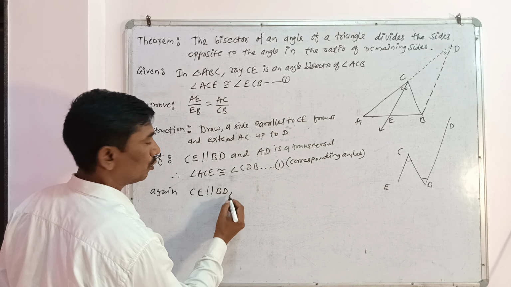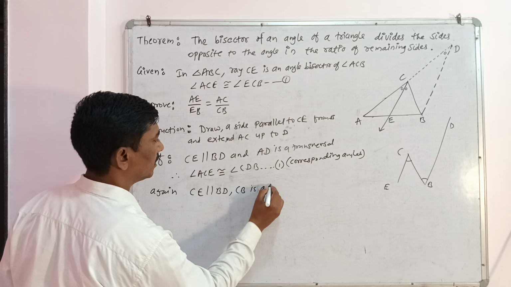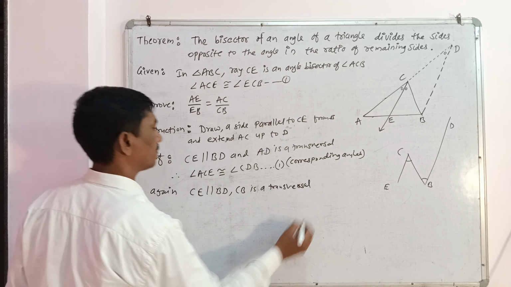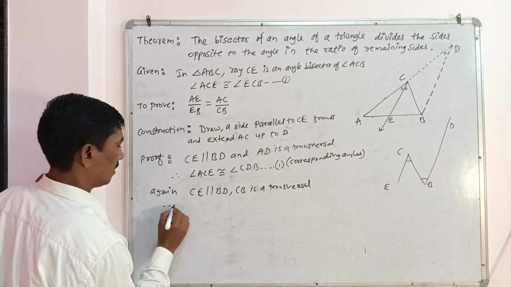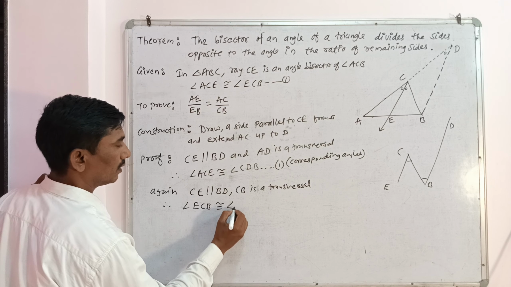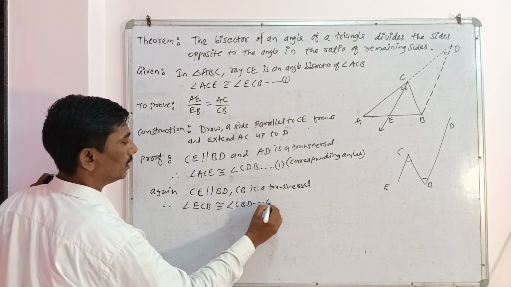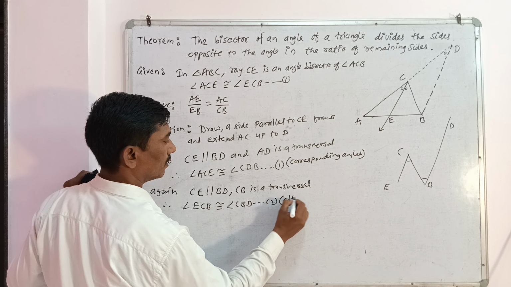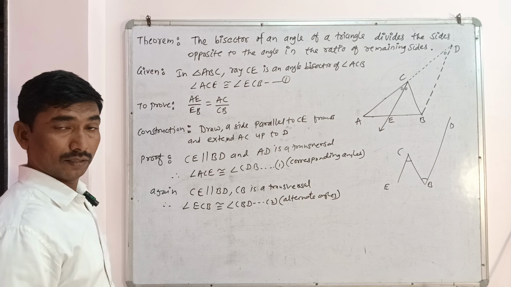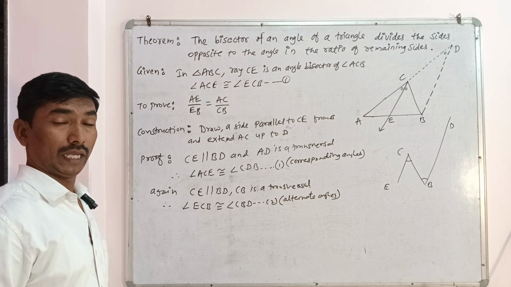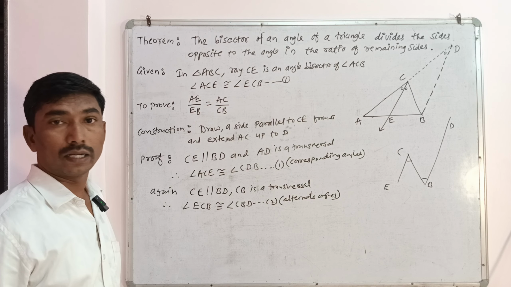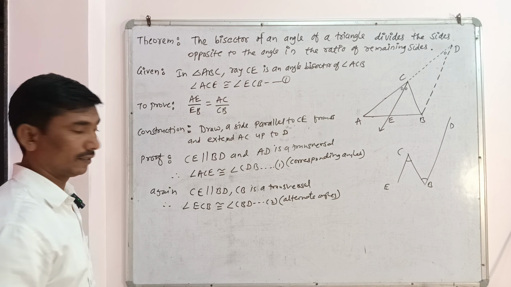So if CE is parallel to BD and CB is a transversal, what I can say is angle ECB is congruent with angle CBD. Why? Because they are alternate angles, isn't it? If two lines are parallel, then the angles made by their transversal are alternate angles and they are congruent, isn't it?